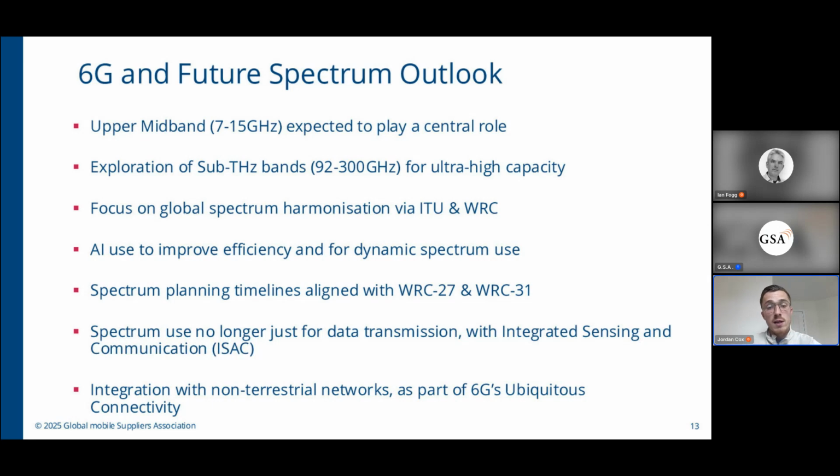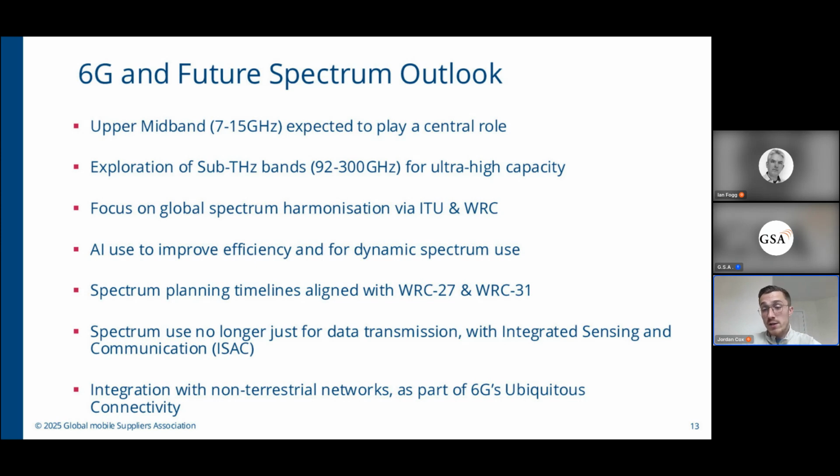Aligning spectrum policy globally will be critical to ensuring scale, interoperability, and efficiency across markets. And another important trend is the increasing use of AI in spectrum management. AI and machine learning are expected to help improve spectral efficiency, support dynamic spectrum allocation, and optimize how networks adapt in real time. We are also seeing a shift in how spectrum is being used.